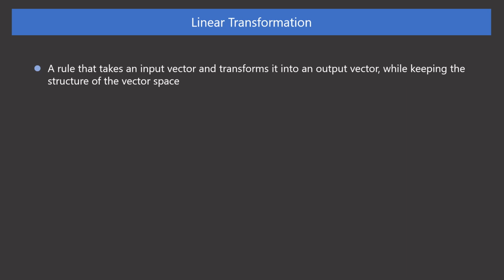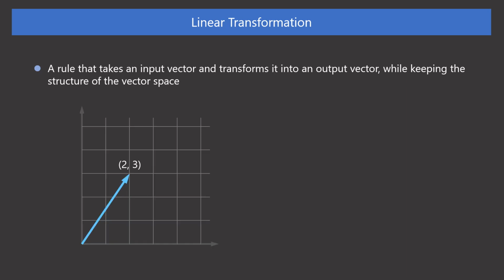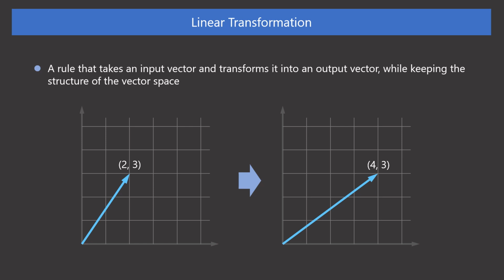Finally, let's talk about linear transformations. A linear transformation is a rule that takes one vector as input and produces another vector as output, while preserving the structure of the vector space. In other words, it's a way to transform one vector into another, while keeping specific properties intact. Suppose we have a vector (2, 3) representing a point on a 2D plane. A linear transformation that doubles the x-coordinate and leaves the y-coordinate unchanged gives the vector (4, 3). This is because 2 times 2 equals 4, and 3 times 1 equals 3.